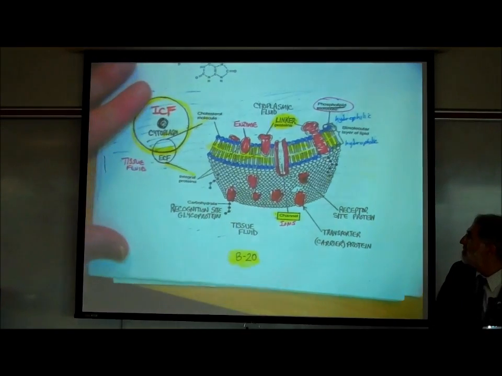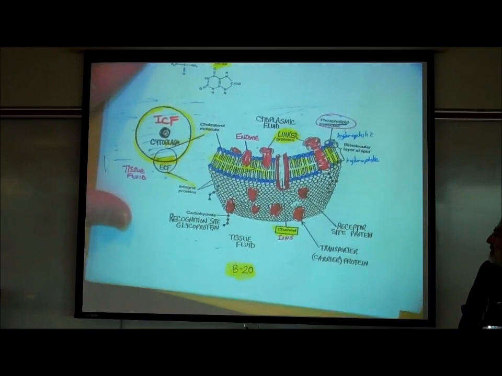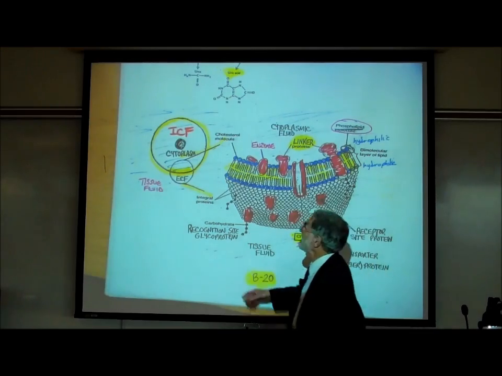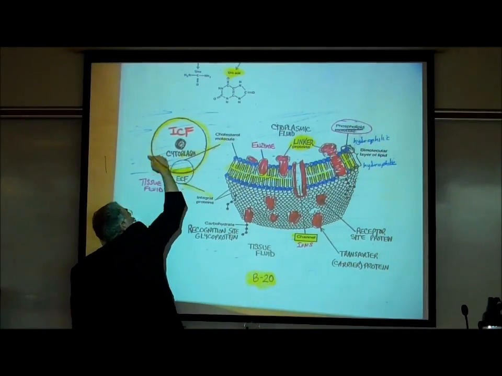So this is the bottom of B20. I already colored mine in. You can color yours. You don't have to color. All right. Let me explain it. Here's a cell. This is the cell membrane.